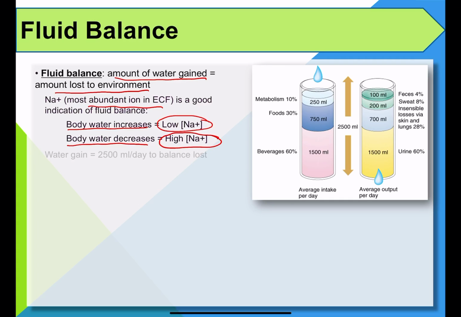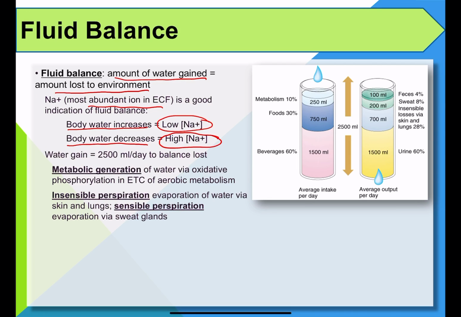Now, the amount of water gained each day must be equivalent to about 2,500 mL per day to balance the loss. In this diagram, it tells you the average intake of water per day due to metabolism. Remember that through the electron transport chain, oxygen is your final electron acceptor and gets turned into water. So that's where the metabolic production of water comes from.